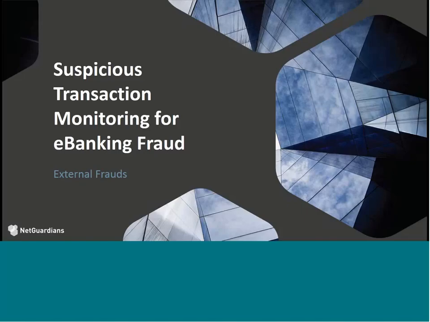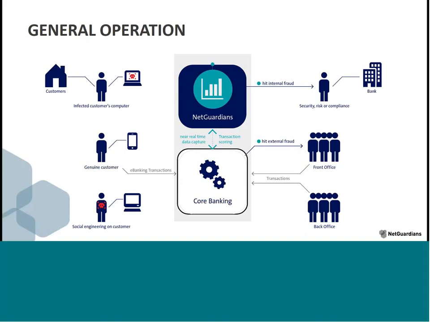In terms of e-banking fraud, and we'll look at an example here, the general operation is that the customers connect to the core banking where the transactions are happening through the channels. On the left, you'll see three modes. You'll have an infected customer computer, you'll have a genuine customer, and you'll have social engineering. So these are actually valid ways in which people will connect, and they are accurate because the username and password or authentication mechanism is on point.